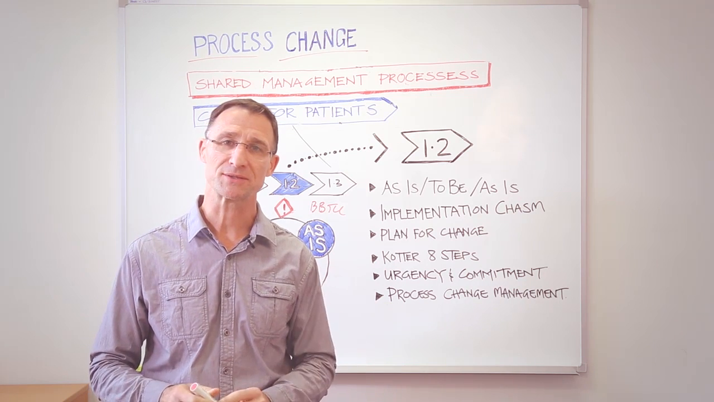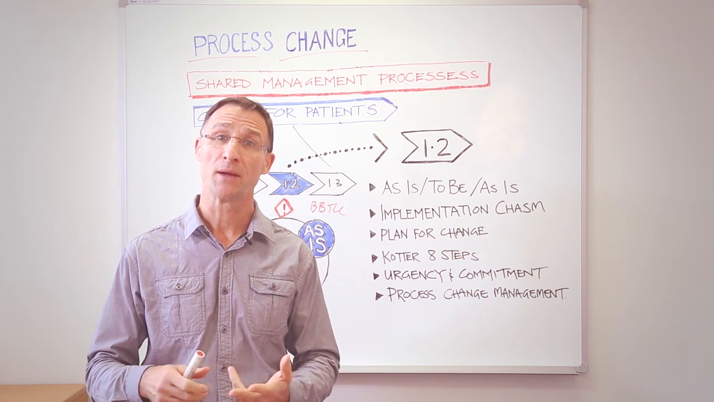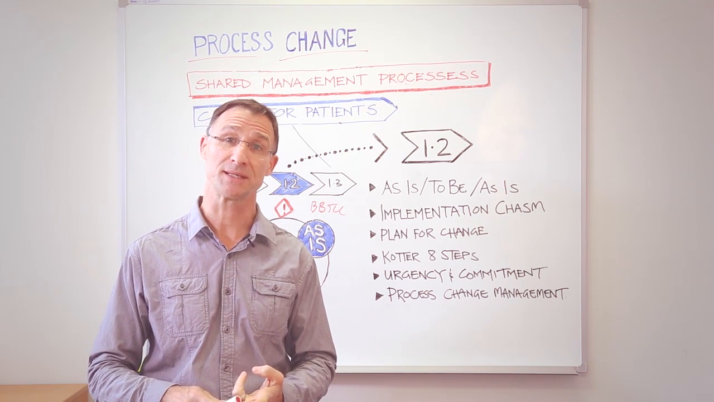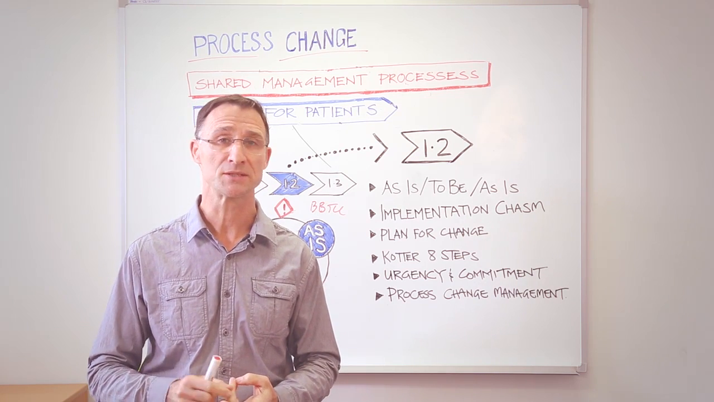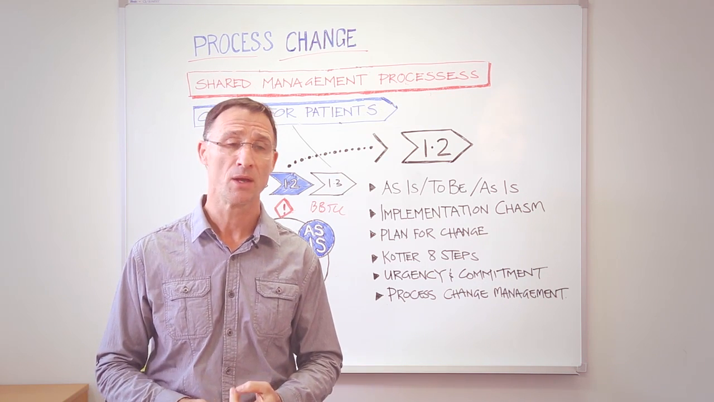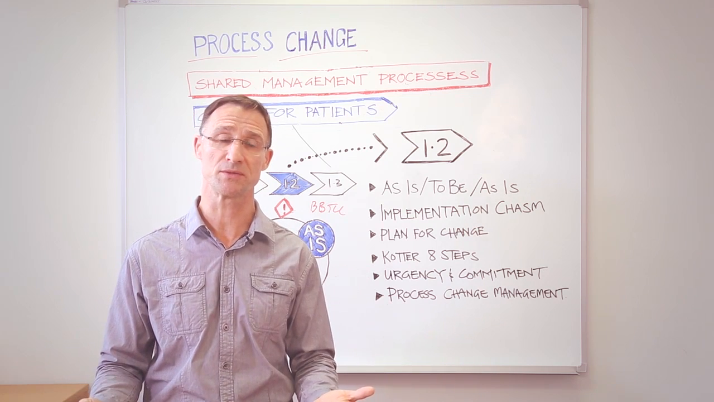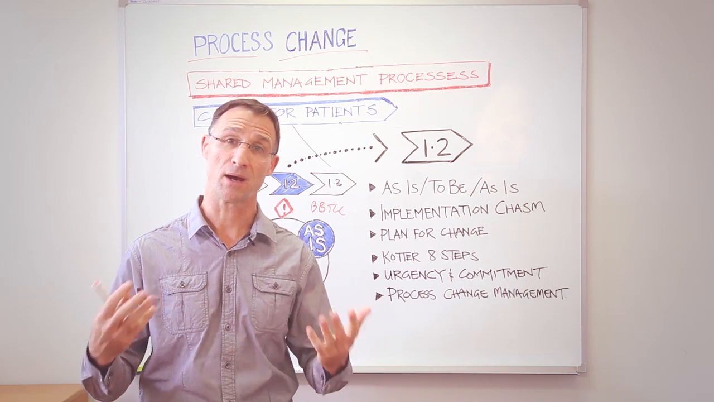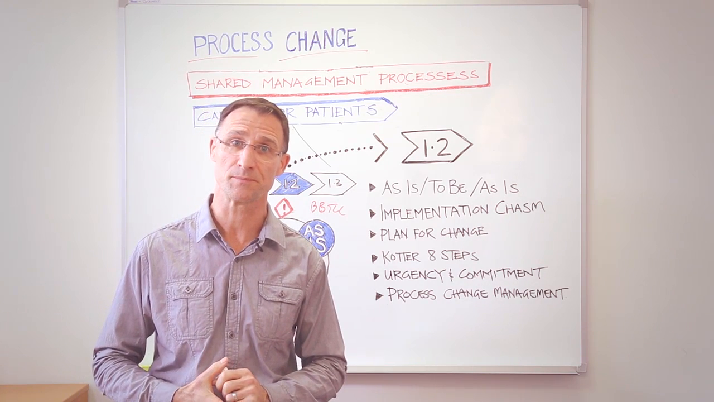So we've spoken about the process architecture. Where do our processes live? We've talked about how we select the critical few processes and put some measures against them so that we know how they're performing. We've talked about process governance, which is all about the role of the process owner and how that impacts what we do in the process improvement cycle.